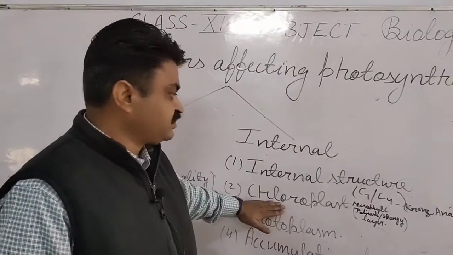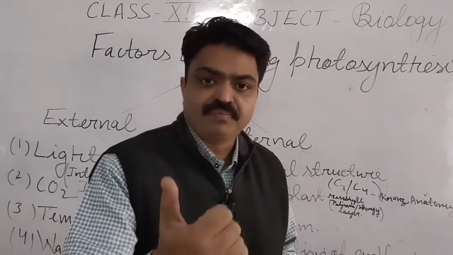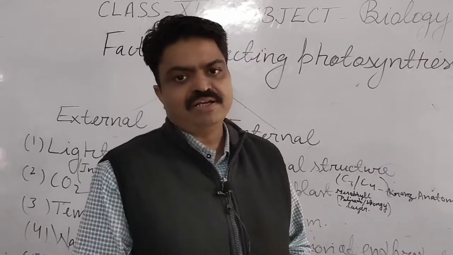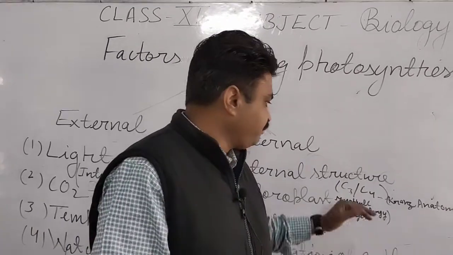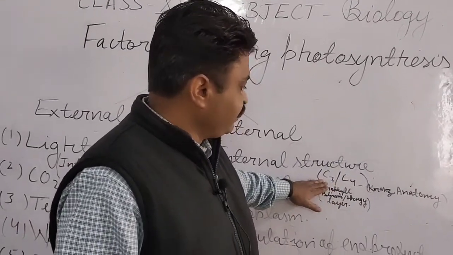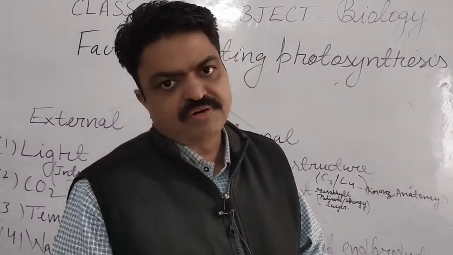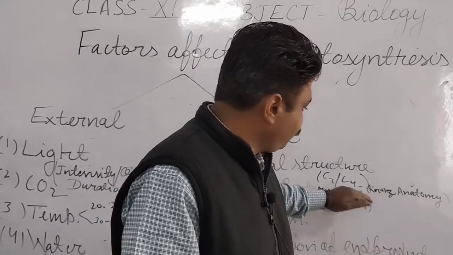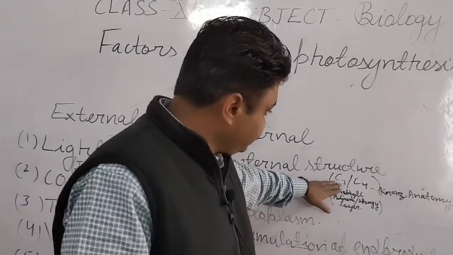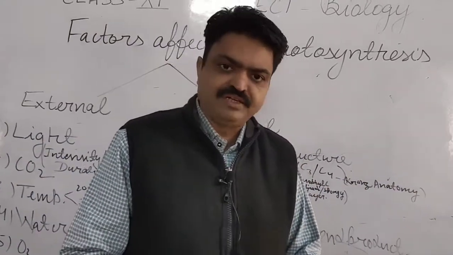Next is chloroplast. Chloroplast is the site of photosynthesis. If the plants have more chloroplasts in them, then they do more photosynthesis. If they have less, then they have less photosynthesis. Especially if we compare the C3 and C4 plants, in the C3 plants they have only 1 chloroplast involved in photosynthesis, but in C4 plants there are 2 chloroplasts involved. That's why in C3 plants less photosynthesis is found in comparison to C4 plants, student.